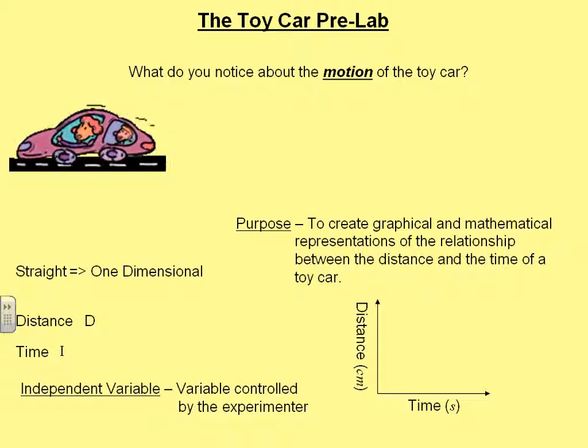Now, we do have one little issue that we need to deal with here in terms of how we're going to do this lab, and that is that these are battery-controlled cars. And of course, over time, batteries run down, and we don't want that extra variable in there. So I'm going to show you a way of running this lab so that you can take all of your data at once and minimize the number of trials you have to do, so that we don't have to worry about the strength of the battery affecting our results.